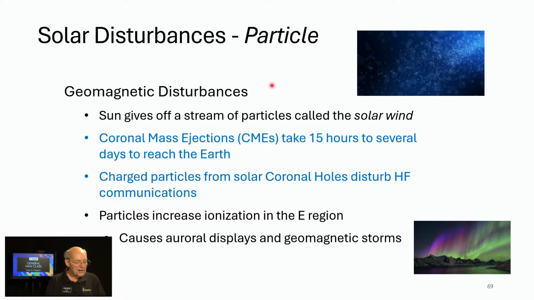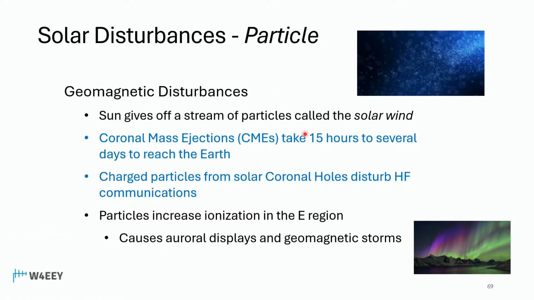And we'll talk about particle disturbances, geomagnetic disturbances. These particles that come off the sun are charged, magnetically charged. And these particles are what's known as the solar wind. Coronal mass ejections can take 15 hours to several days to reach the Earth because it's particles coming our way. Charged particles from solar coronal holes disturb HF communications. And the word disturb is going to show up and will be a clue in the answers.